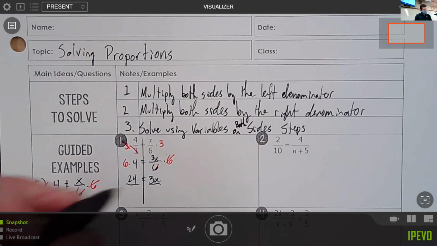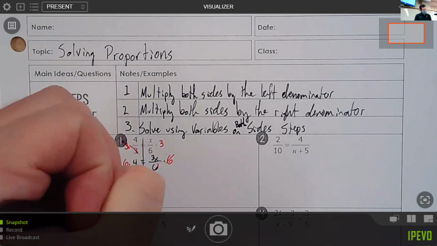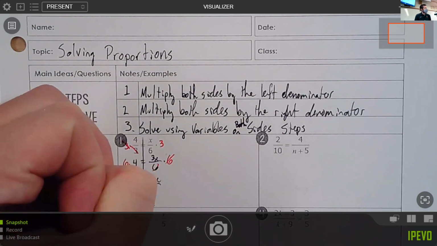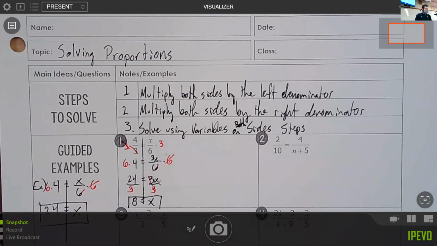So the last thing we're going to do is to solve for x. So we actually have to divide both sides by 3, which means that x is equal to 8, because 24 divided by 3 is 8. So what we're saying is that the fraction 4/3 is equal to the fraction 8 over 6. So those two fractions would be equivalent.